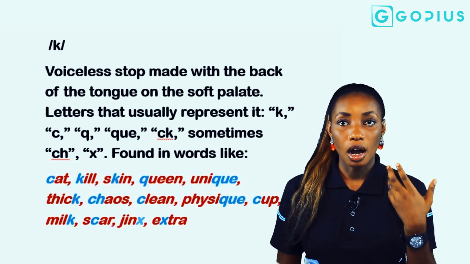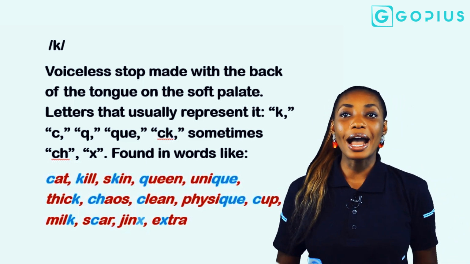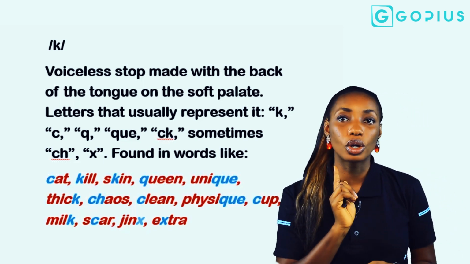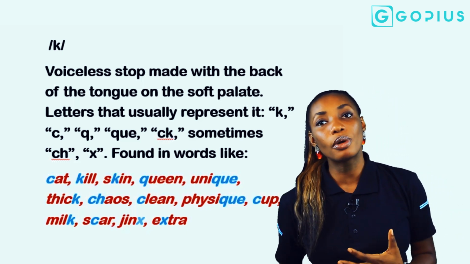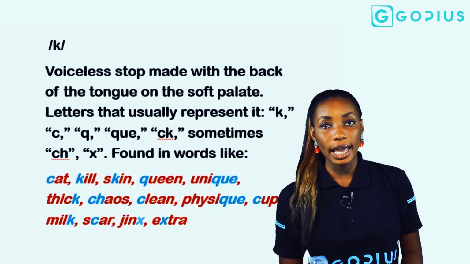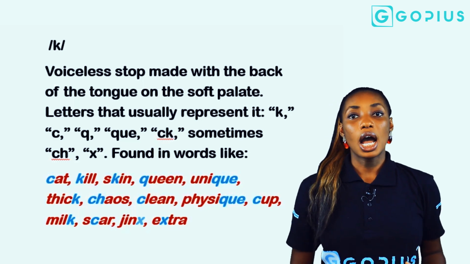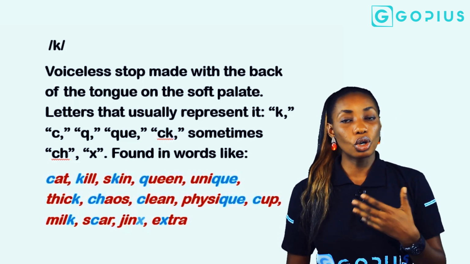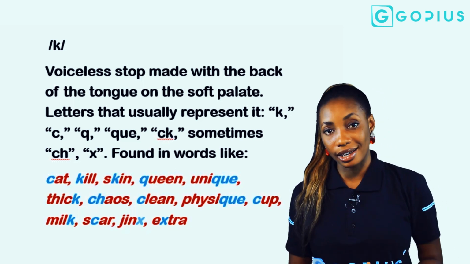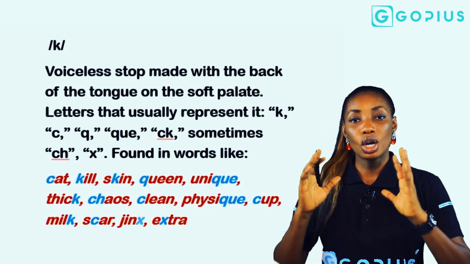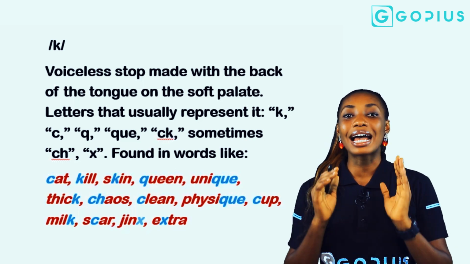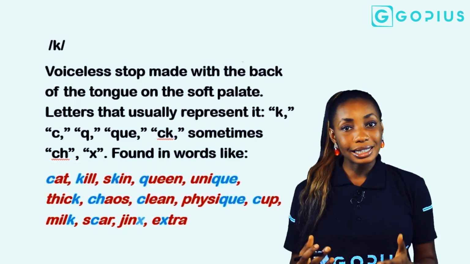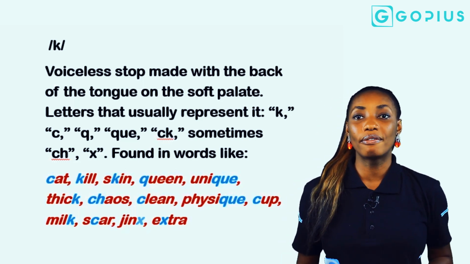The next we have is the voiceless stop, made with the back of the tongue on the soft palate. Letters that usually represent it are letter K, letter C, letter Q, the combination Q, U, E, the combination CK. Sometimes you also see CH and you also see X. Letter X also represents the sound K. There's a difference between the sound and letters, so don't get it mixed up. The letters that represent the sound K, that is what we have listed out.